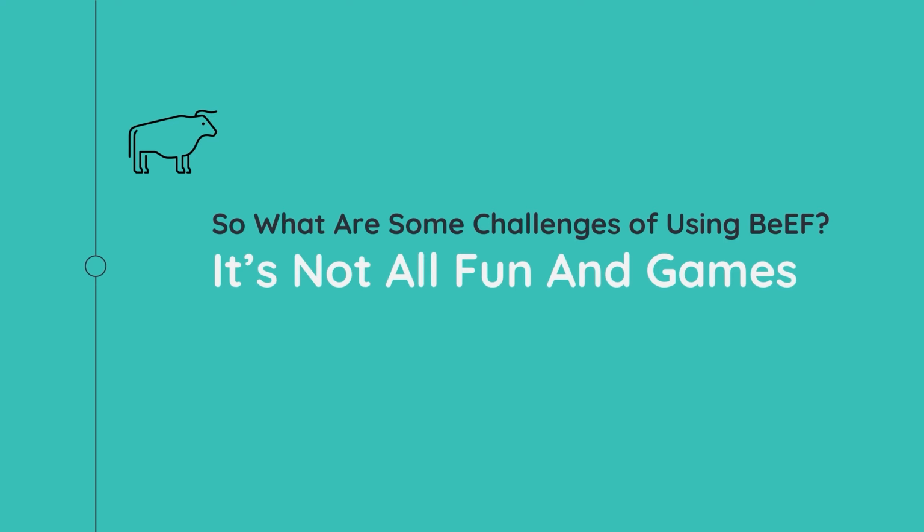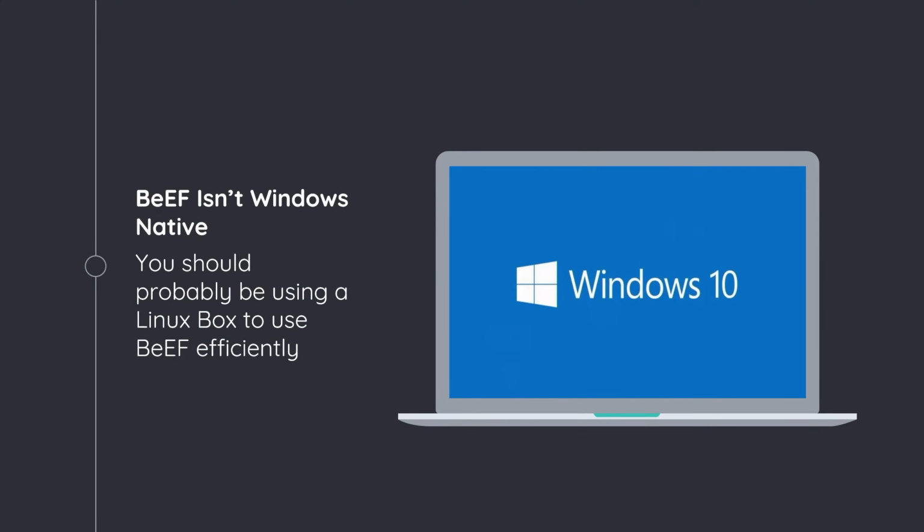So, what are some of the downsides of using Beef? Because I guarantee you it is not all fun and games. First of all, Beef is not native to Windows. It does not work very well. If you try to install it, it can be clunky and difficult. You have to install a whole lot of other things. You should probably be using it in a Linux box. If you're not well versed in Linux, if you've never used Linux before, it can be kind of a hassle to use.